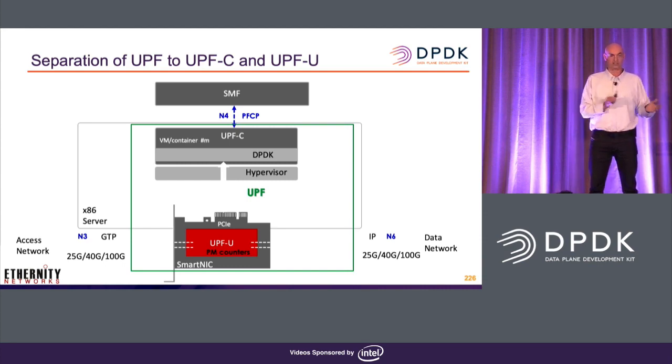So what you have here on the left side is usually GTP packets. On the right side, you have the data network with IP packets. By the way, it could be GTP on both sides using what's called an intermediate UPF. And the SmartNIC and the hardware offload can offer some kind of acceleration method for the UPF to offload a lot of its functionality.